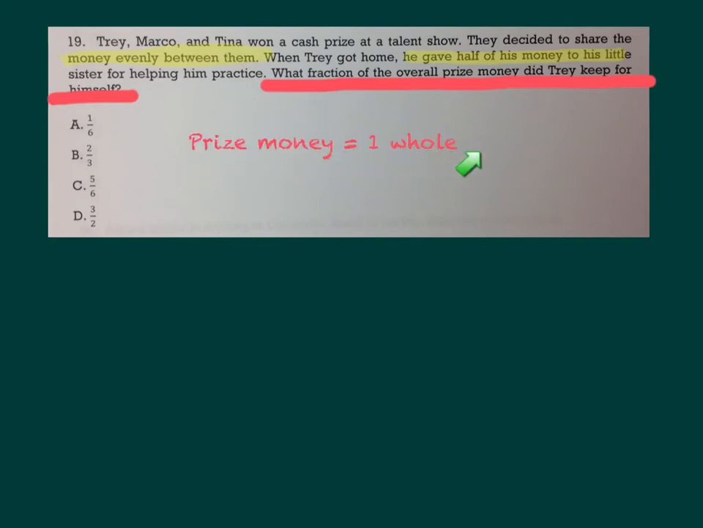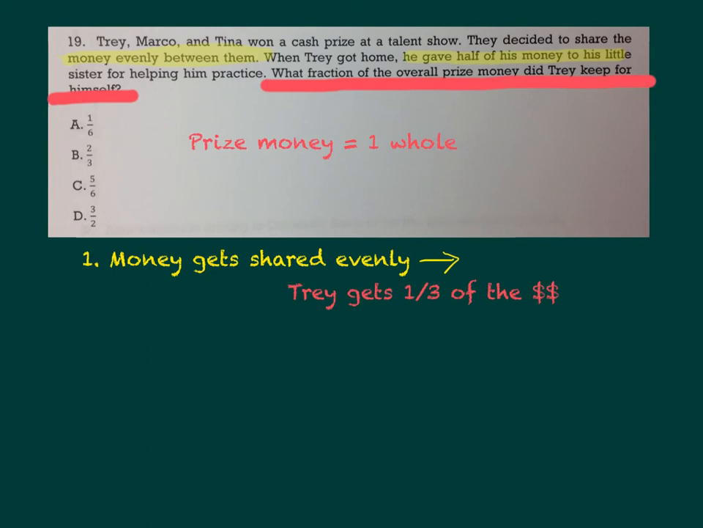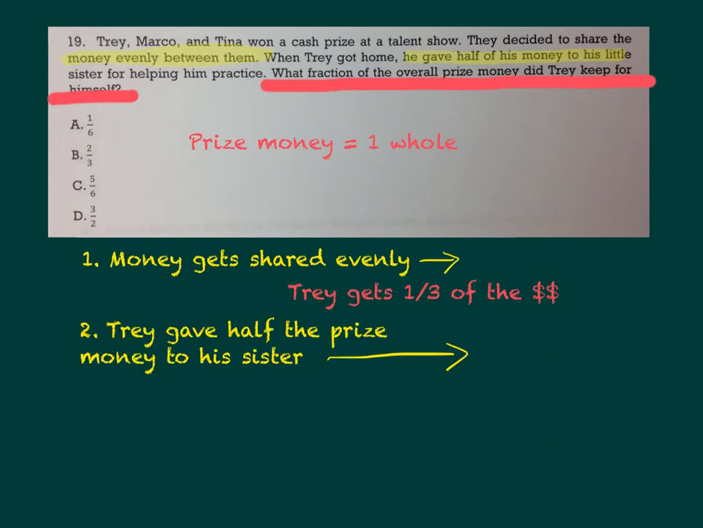This prize money is just one whole, a pot of money. It could be a pie. So when we think of it as a pie, it is a lot easier to think about how the money is being divided. Okay, so the first part is being divided evenly among 3 people. So that means Trey would get 1/3 of the money. Okay, and then Trey would give half of the prize money to his sister. Okay, that means Trey gets 1/2 of the 1/3 of the money.